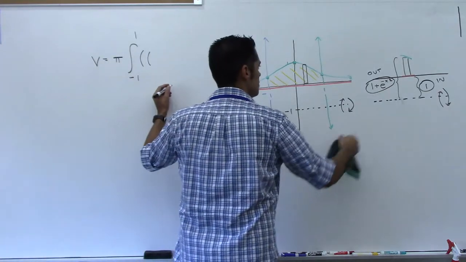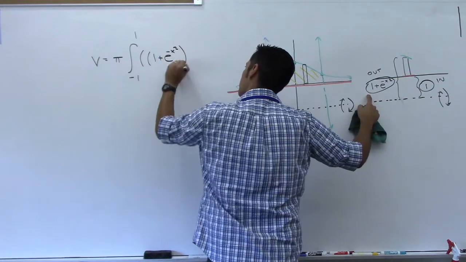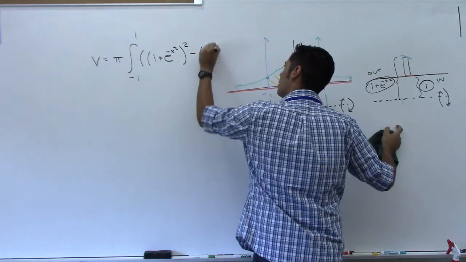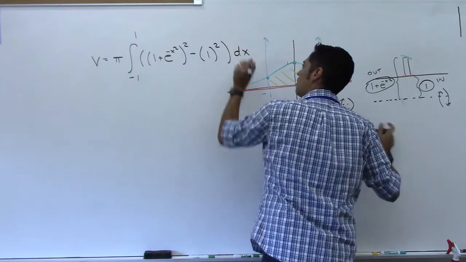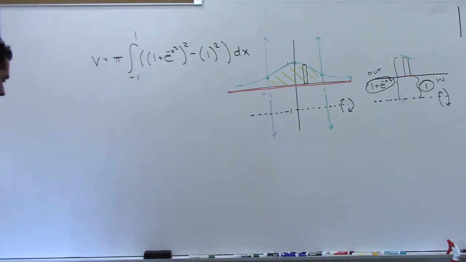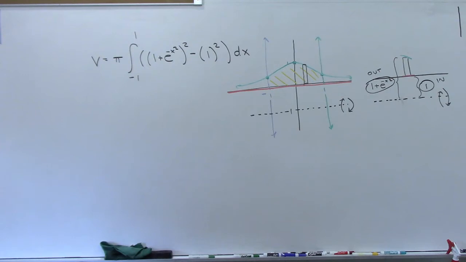The outer is 1 plus e to the negative x squared minus the inner, this time 1 squared, dx. And we would actually have to FOIL that out, but see, we can't integrate this anyway. We have to use a computer to integrate it, so that would be the setup.